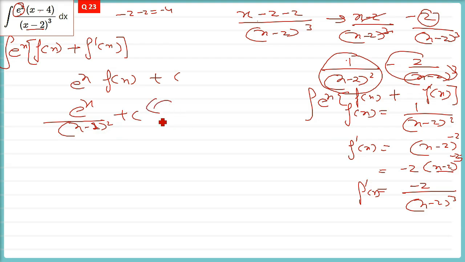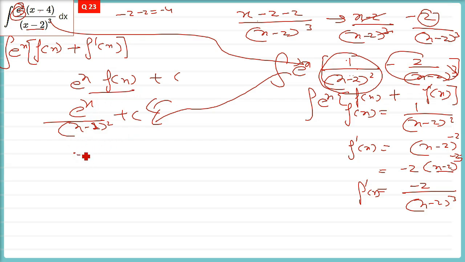Now if you want more explanation, and this question carries more marks, then the process will be from here. We'll start from here. So this simplification has to be done at that time. And till this step, the next step will be what? Now we'll assume this e raised x into f(x), because we know that f(x) and f dash x are already there. So e raised x f(x) equals t, we assume. Then we differentiate both the sides. So let's differentiate this, e raised x over x minus 2 whole square.